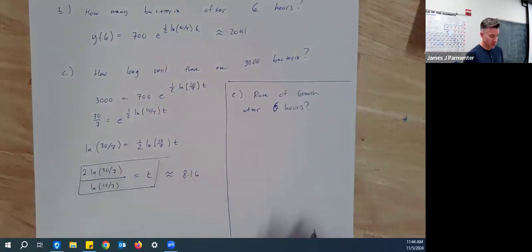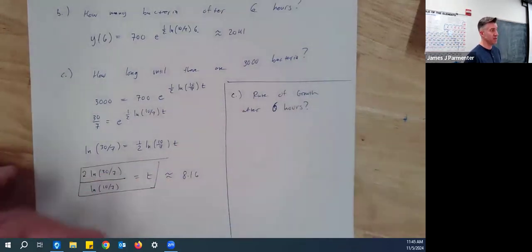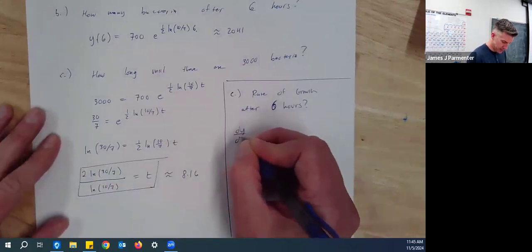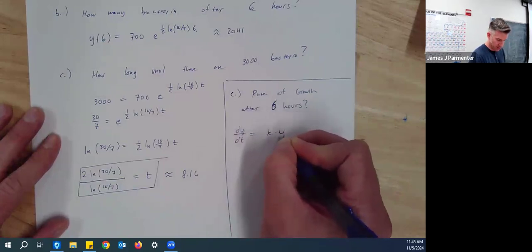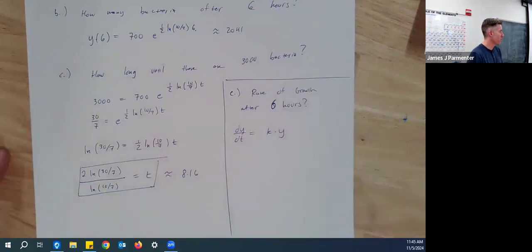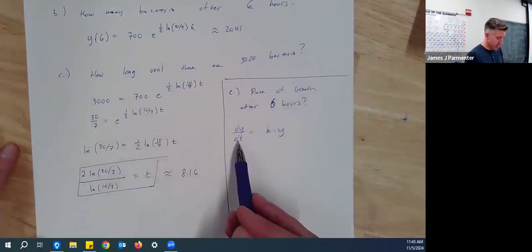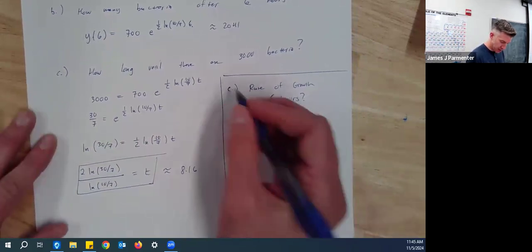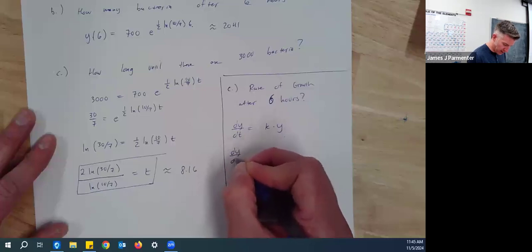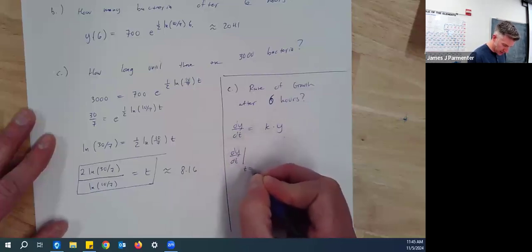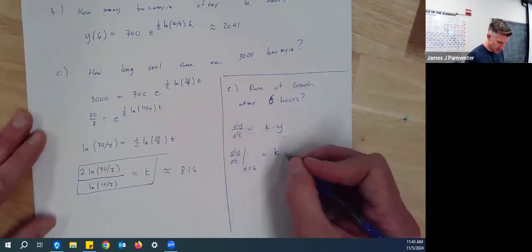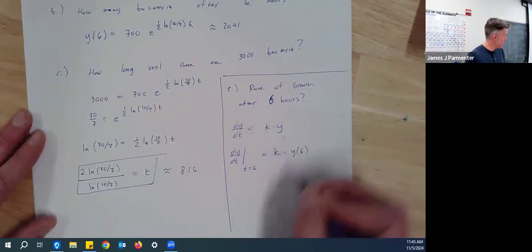So I will point out that we know that all this came from the differential equation dy/dt equals k times y. Or in other words, the rate of change of y equals the constant k times how big the population is. Well, we know both of these things at this particular moment. If we're trying to find the rate of change of y when time is equal to 6, it's going to equal the k value that we found already times y of 6, which we already found in part B.